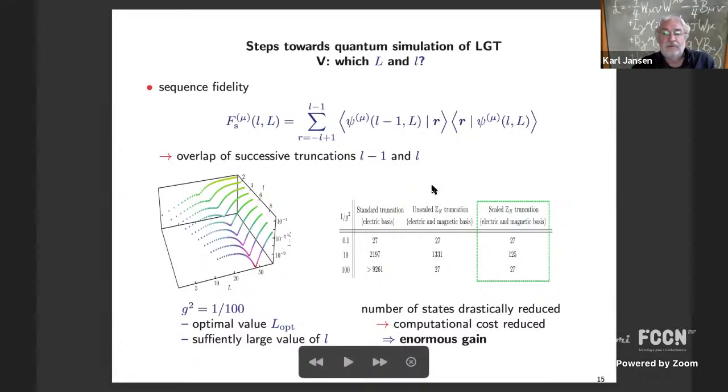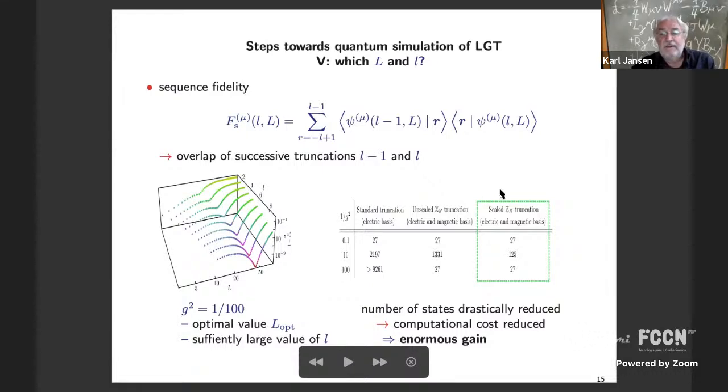If you just approximate U(1) with a Z_n theory, and you change from the electric to the magnetic basis in order to avoid this freezing problem, then you see that in the electric basis, you still have these 27 degrees of freedom. Same for the magnetic basis at small values of g square. But in the intermediate range, you still have more than 1000 degrees of freedom.